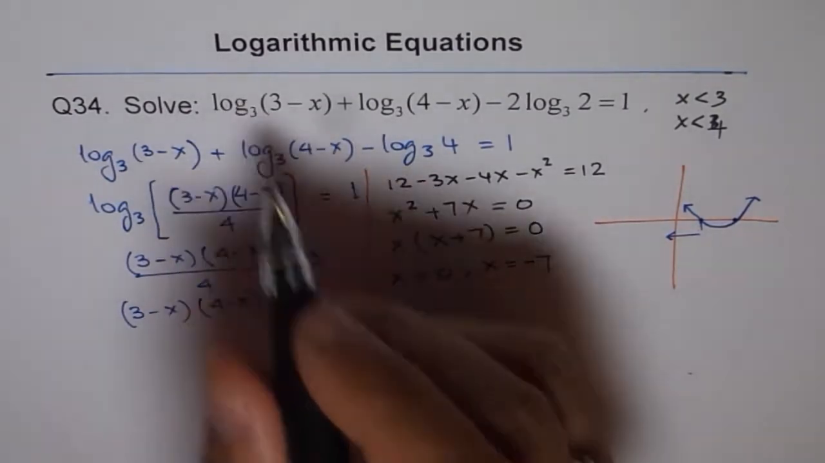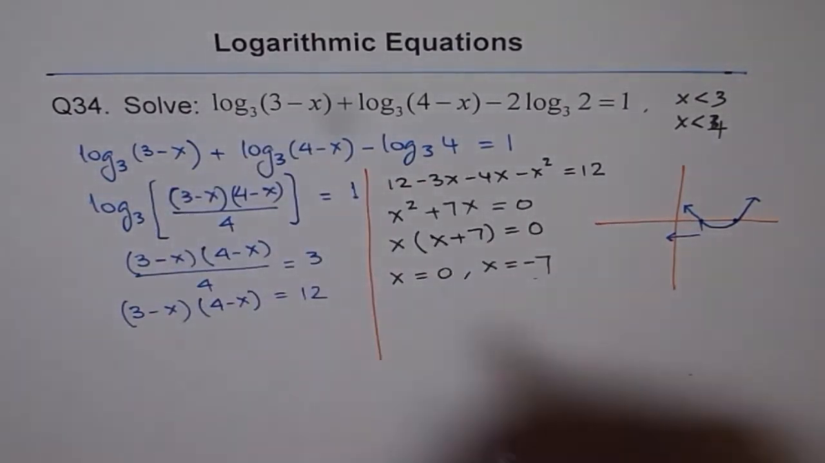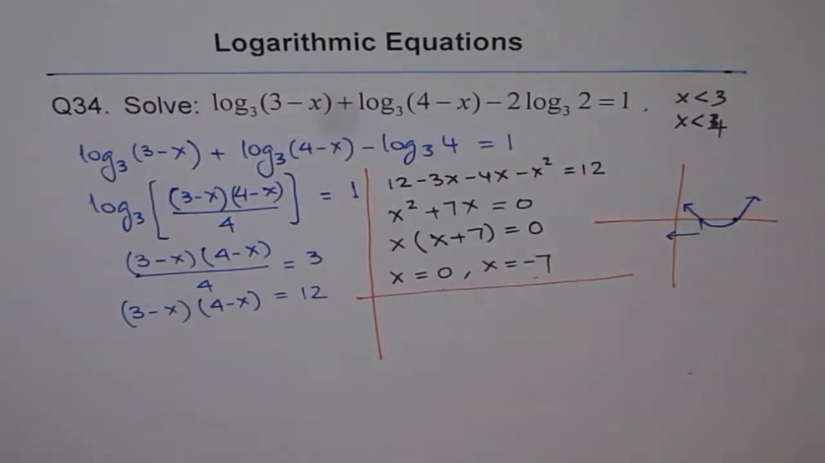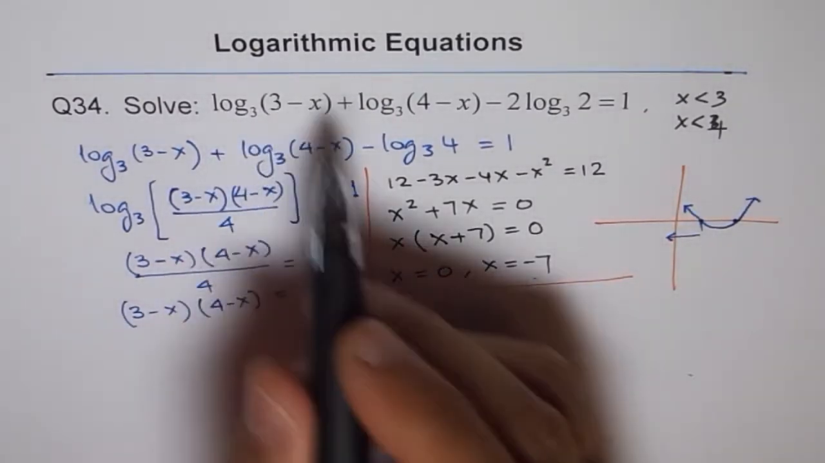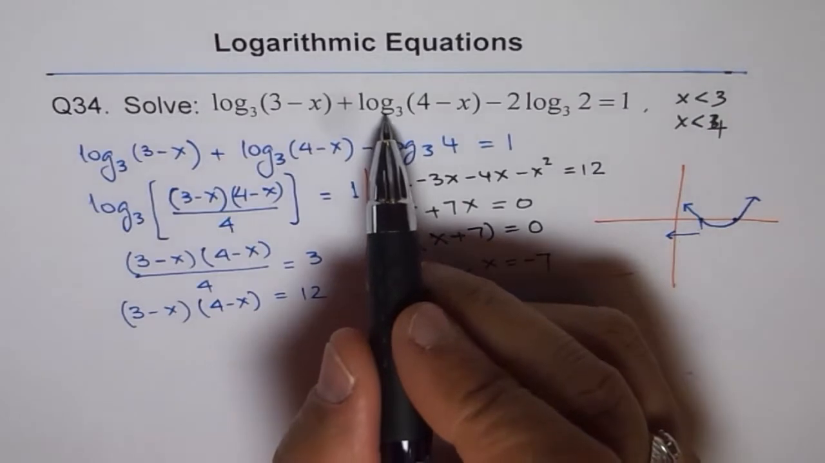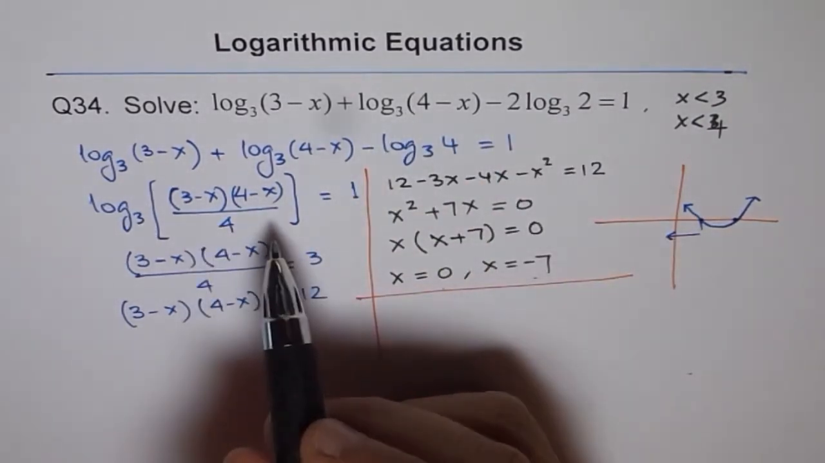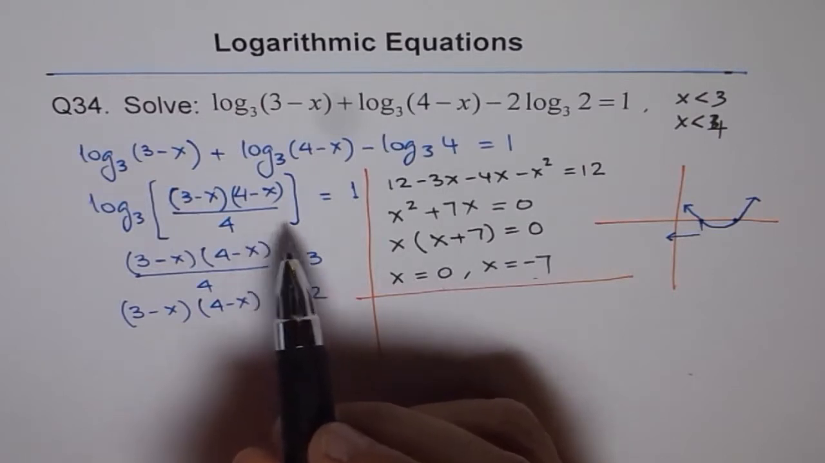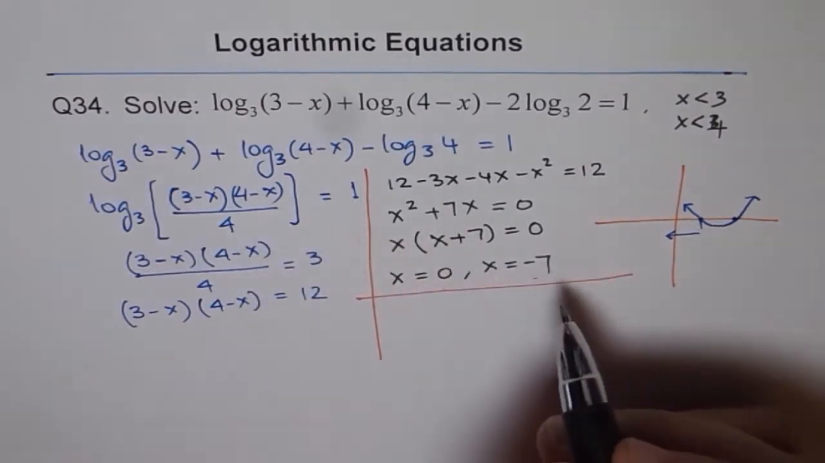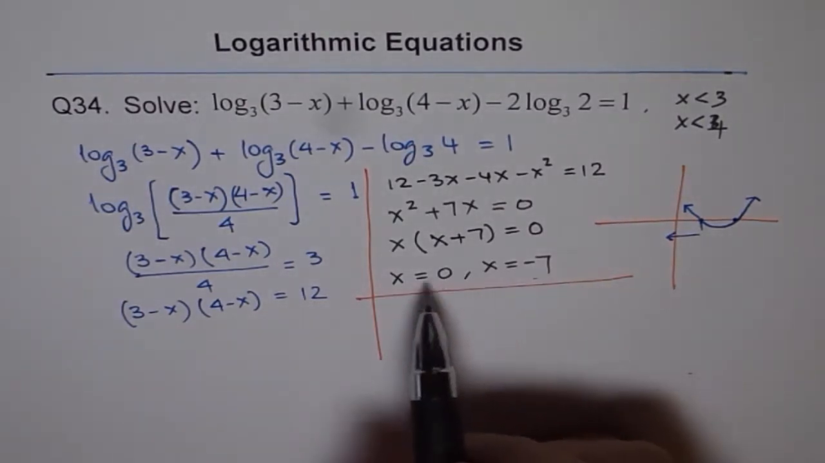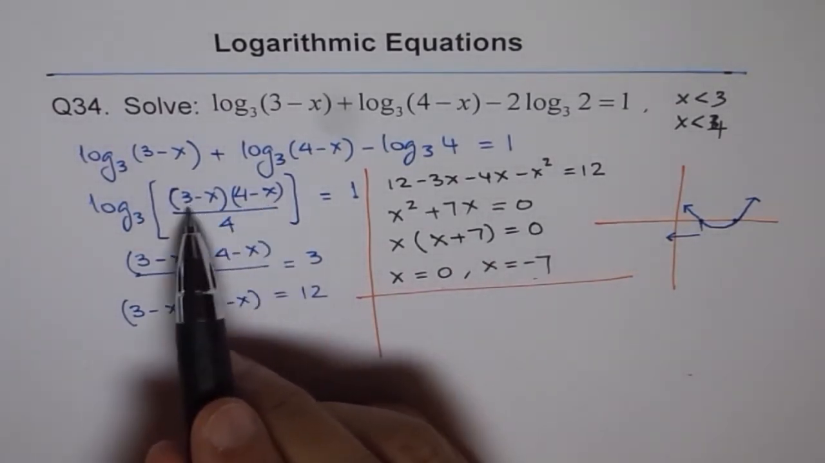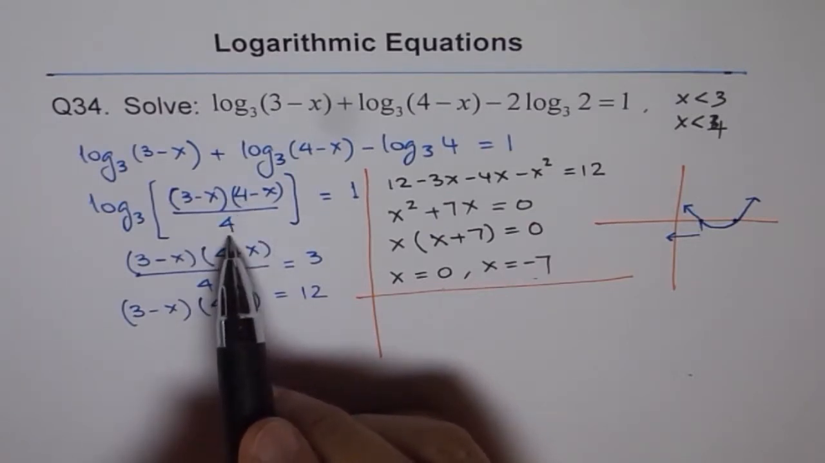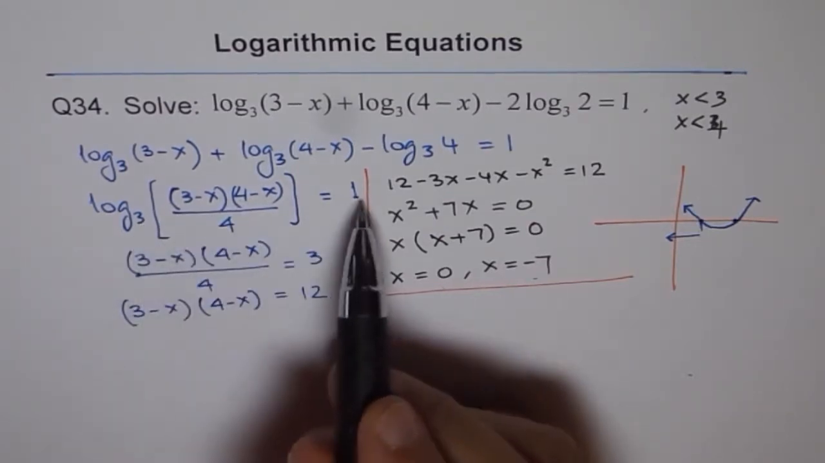So we can just check them by placing the values. If I plug 0 here, then I get log 3 of 3, which is 1, and here I'll get log 3 of 4. Okay, so to check this answer, we are going to plug this in our equation, right? If I put 0 here for x, then we get 4 times 3 is 12, and 12 divided by 4 is 3, and log 3 of 3 is 1, so that's correct.